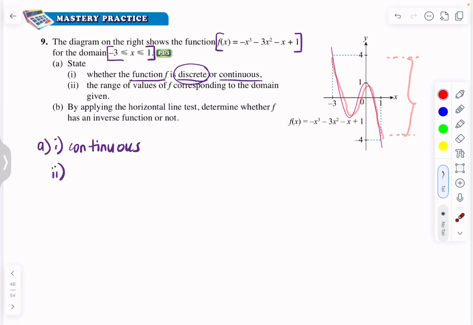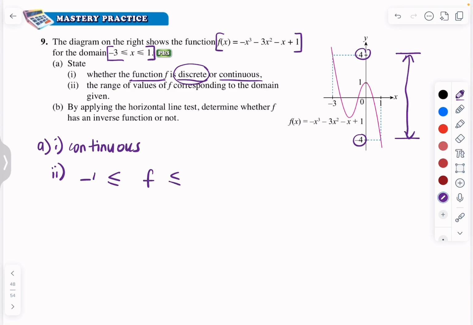So it's between 4 and -4. So you can write it like this. This is f. It's in between -4 and 4.